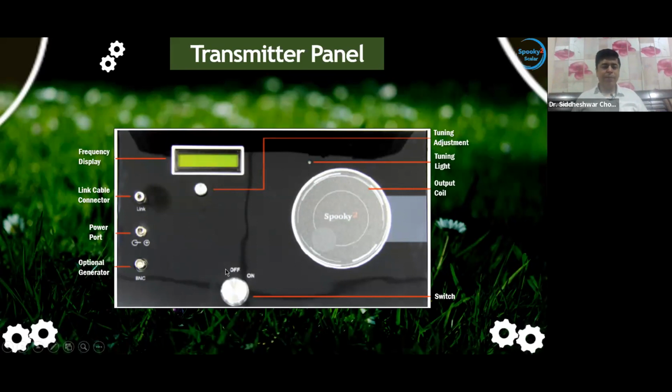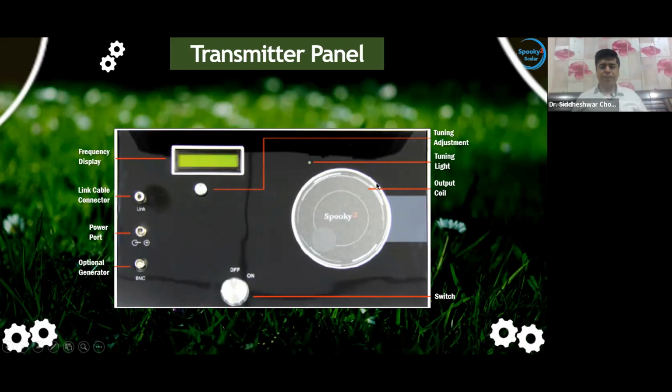Then you have the on and off knob. This is the on off knob. It's of larger size compared to the tuning knob. So you have to just turn on the Spooky2 Scalar device with this knob, and then you have to start tuning with this tuning knob.